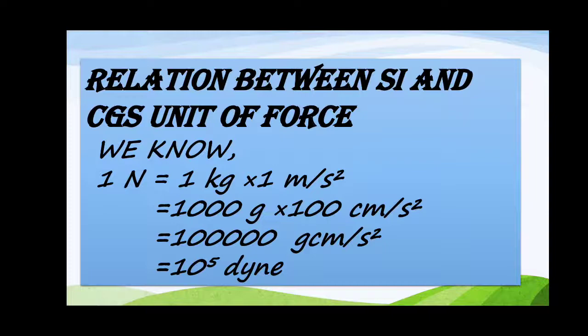So we can write it as 1000 grams into 100 centimeter per second square. Seconds will not change because the CGS unit of time also is second only. So when you multiply 1000 with 100, you will get 100,000 or 1 lakh gram centimeter per second square. And 1 lakh can be written as 10 to the power of 5. And 1 gram into 1 centimeter per second square, what is it called as? It is given the unit as dyne. So we write it as 10 to the power of 5 dynes. So by this, what do you understand? That 1 Newton is equal to 10 to the power of 5 dynes.